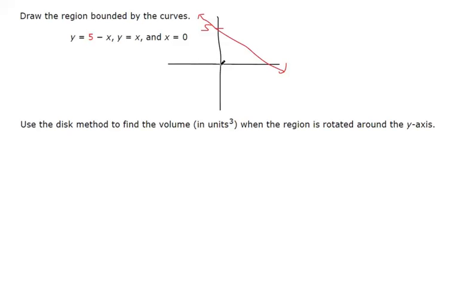y equals x, that's a slope of +1, starts at 0. And then they set x equals 0, so that's this line right here. Those 3 red lines intersect right here. So we're supposed to take that region and revolve it around the y-axis, so it's going this way.